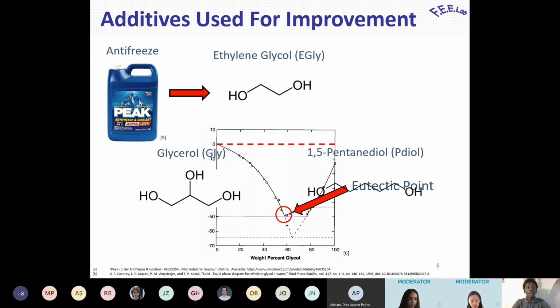The freezing point of water is found at 0 degrees, but as the concentration of ethylene glycol increases, the freezing point decreases until we reach the eutectic point, which is where the mixture freezes altogether. This decrease occurs because of the hydroxyls on the ethylene glycol structure, which form hydrogen bonds. Other additives that I used were glycerol and 1,5-pentanediol, and the same explanation applies for them too.